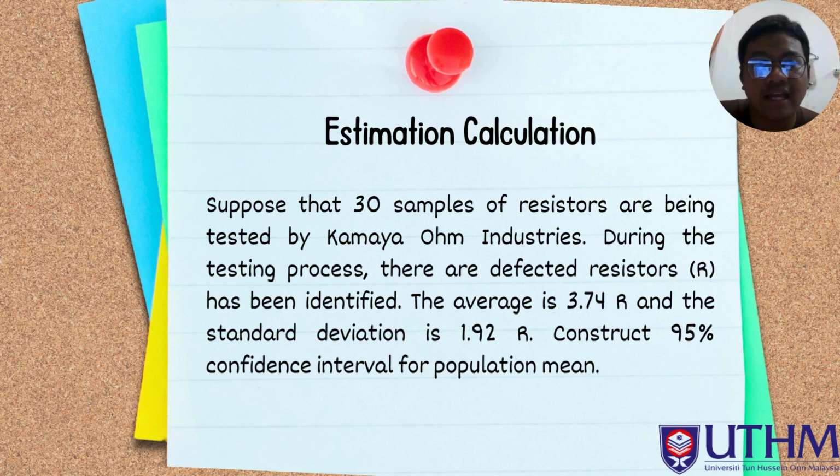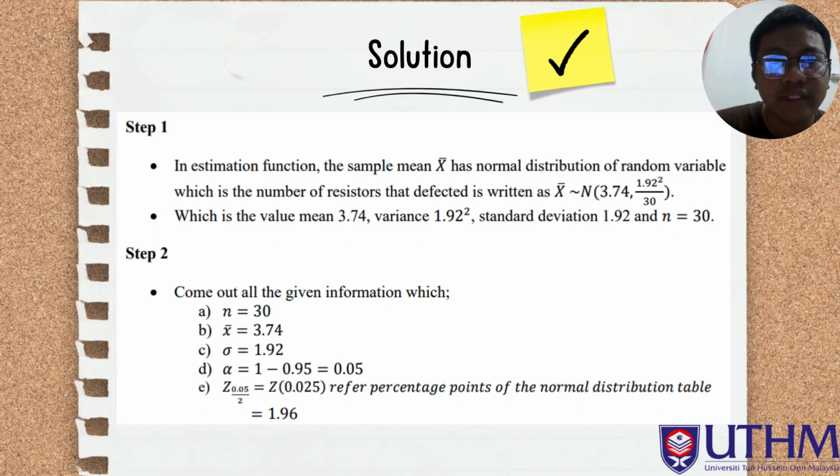Construct a 95% confidence interval for the population mean. Okay, so the solution for the question. Step 1: in the estimation function, the sample mean X bar has a normal distribution. The random variable, which is the number of resistors that are defective, is written as X bar.